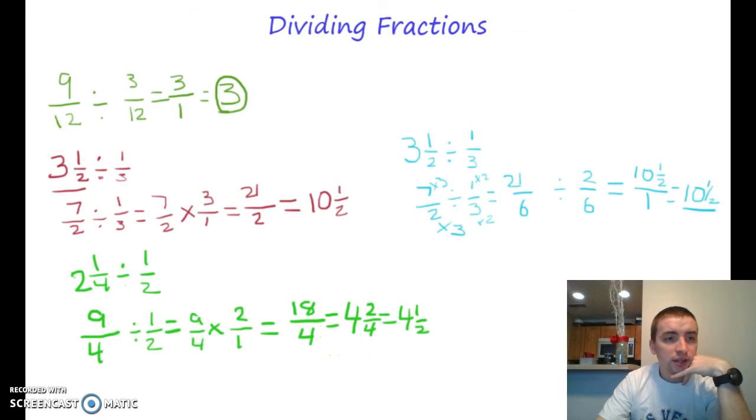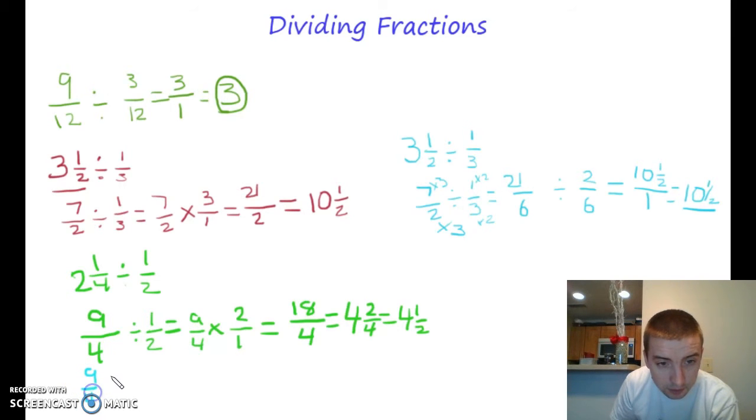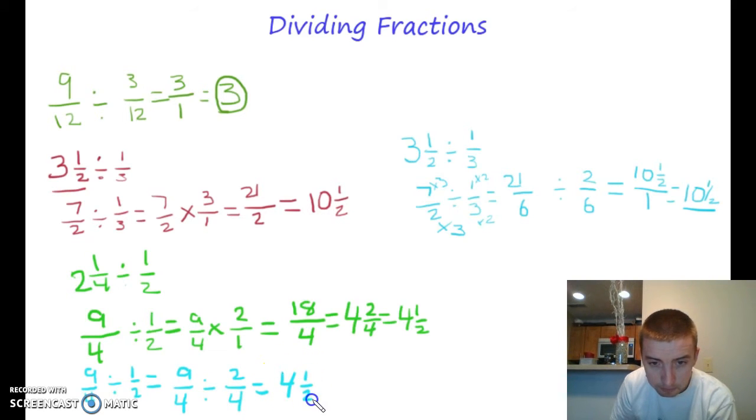Let's look at that same fraction. If I change to a common denominator, so 9 fourths again, divided by 1/2. Okay. My LCM of 4 and 2 is 4, so I'm going to keep it 9 over 4, 9 fourths, divided by, and then I'm going to change this fraction to 2 fourths, so they have the same denominator. And then again, 9 divided by 2 is 4 1/2.